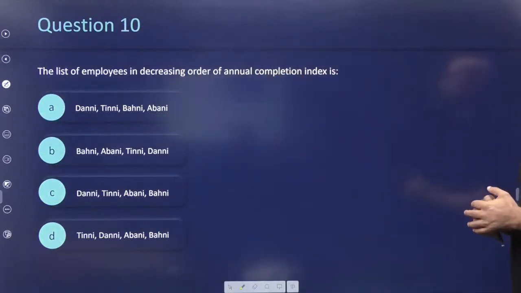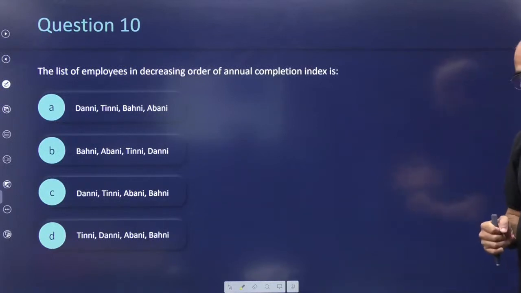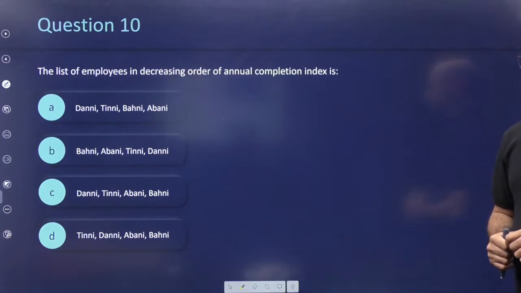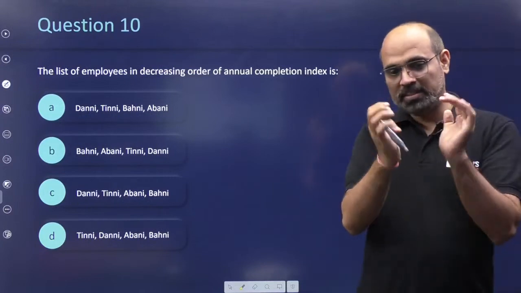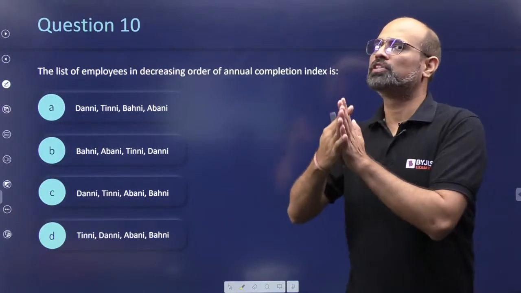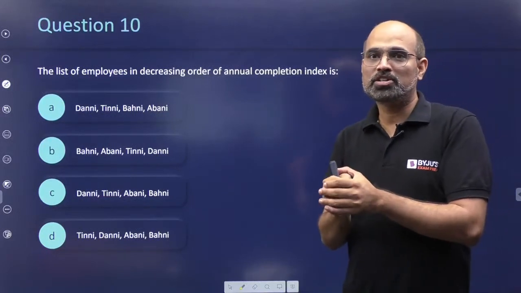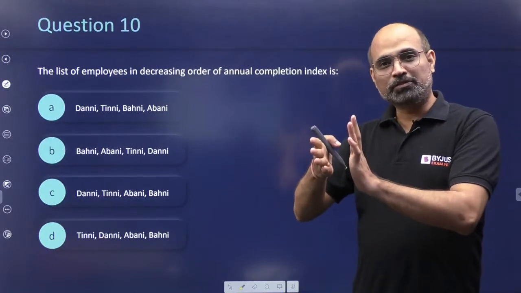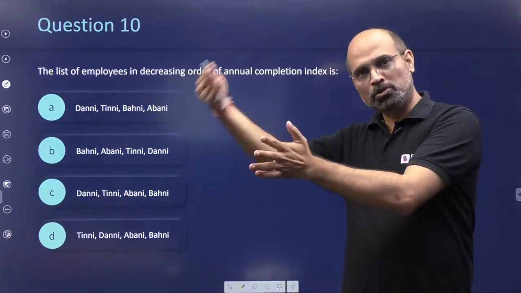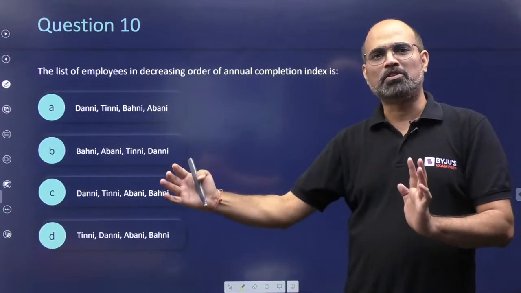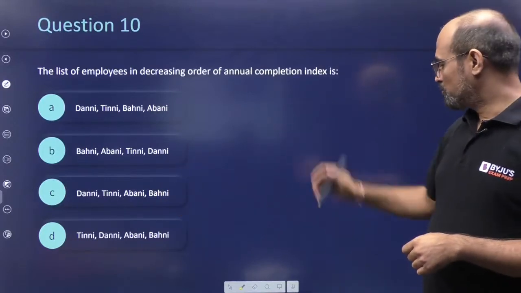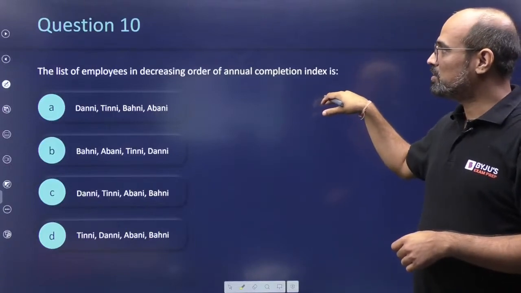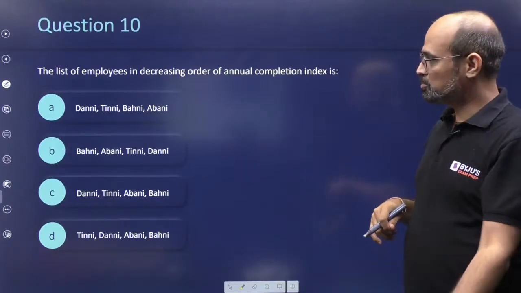Next question is the list of employees in decreasing order of annual completion index. Remember annual completion index, second formula tha? Wherein for every person we go and calculate the percentage of work they completed into the number of months that they worked, plus next percentage into the number of months they worked, divided by the sum of the months that that person worked, right? Pura, sara projects milakar tha. So we need to sort them out in the decreasing order. So maximum usse kam, usse kam, usse kam.